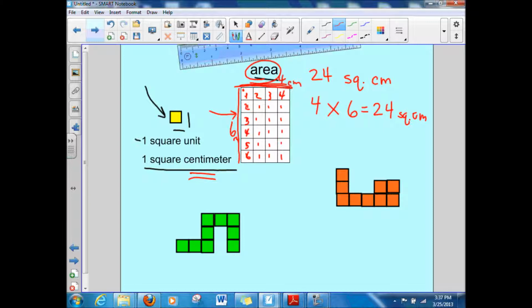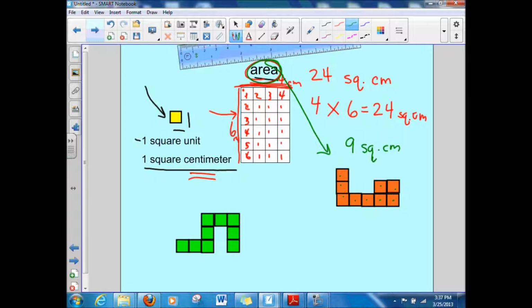Well, let's take a look at these other 2 figures that we've got here. We've got a red figure on the right, and we want to figure out how many square centimeters. We want to figure out the area of this figure down here. Well, let's simply just count them. 1, 2, 3, 4, 5, 6, 7, 8, 9. Oh, this one has 9 square centimeters.